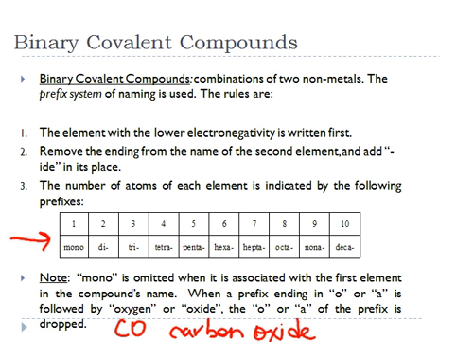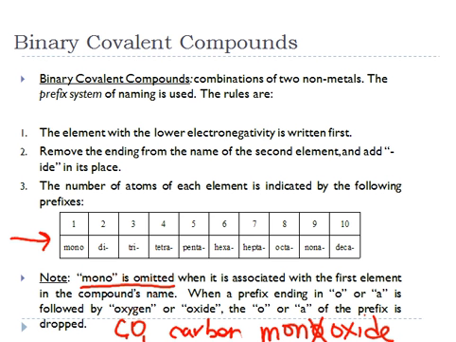And then we have to tell, using prefixes, how many of each there are. I have 1 carbon and 1 oxygen in this formula, so it would be monocarbon monoxide, but I always drop the mono at the beginning. So in this case, I would leave the mono off at the beginning, and instead of calling it monoxide, I would drop the extra O.